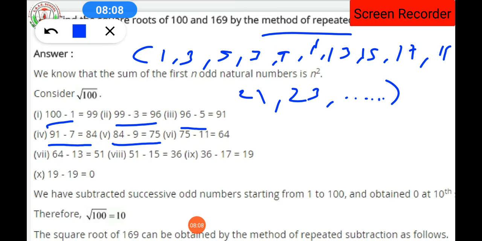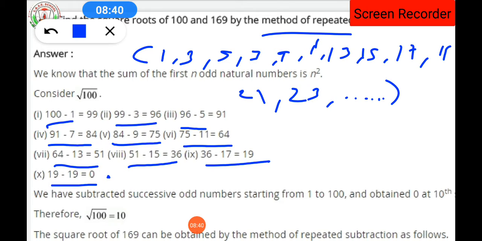84 will be subtracted with 9, it will be 75. 75 is subtracted with 11, it will be 64. 64 subtracted with 13, it will be 51. 51 subtracted with 15, it will be 36. 36 will be subtracted with 17, it will be 19. And 19 is subtracted with 19, so here the answer is 0. Now as we can see here, the number 100 becomes 0 while subtracting it with these above numbers, isn't it?